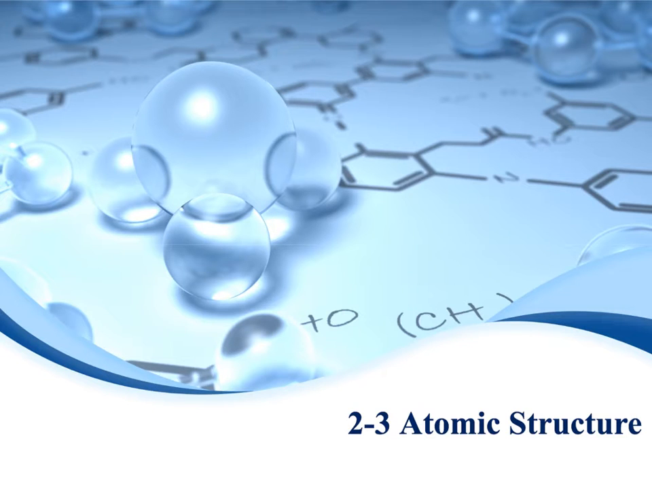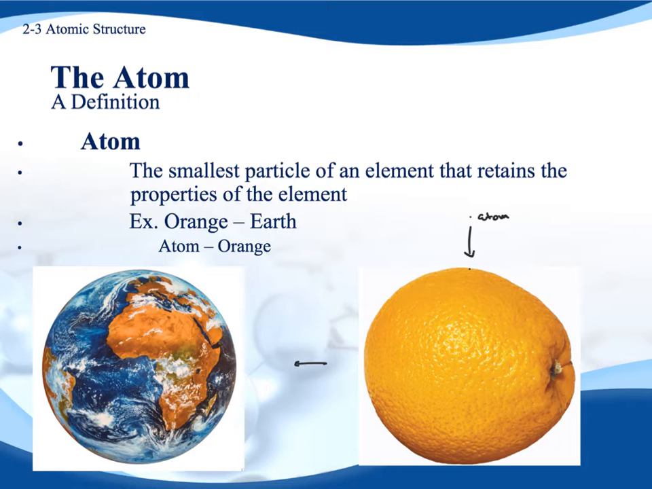Section 3 from Unit 2 is on atomic structure, so it's going to talk about parts of an atom as well as the experiments that led to the discovery of those parts of an atom. Let's start with the definition. An atom is the smallest particle of an element that retains the properties of the element. If you go any smaller than that, it stops behaving like that particular element.